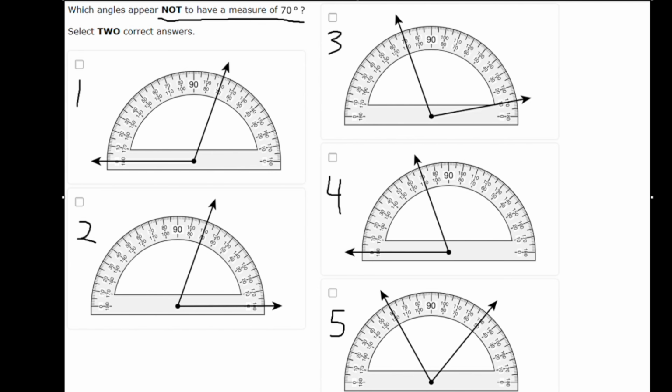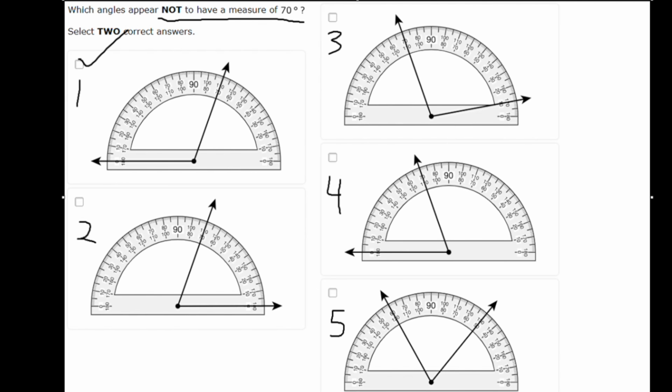So for number 1, we end up right here in this area and in this area. Right here, we have 110. And at the bottom, we have 0. Okay? And so all we have to do is subtract. 110 minus 0 is 110. So this protractor has a measure of 110. So it is not 70 degrees, which is what we're looking for. So this would be one of our answers because it does not have a measure of 70 degrees. Remember, always pay attention to the keyword not in some of these questions.